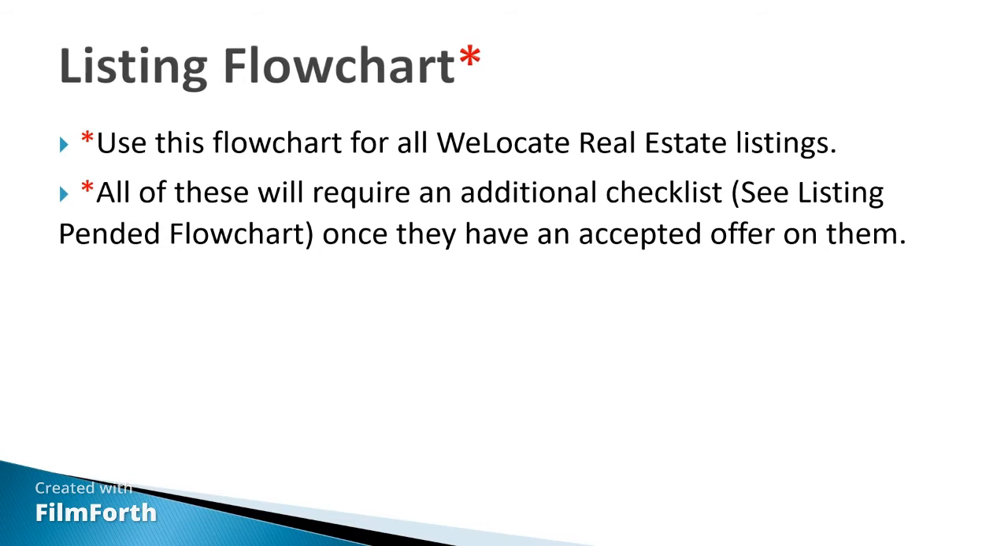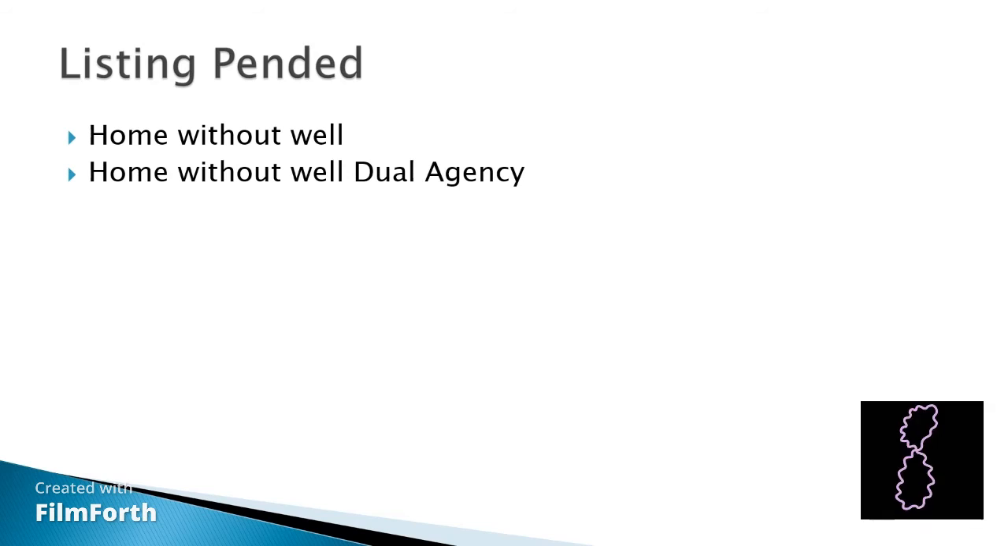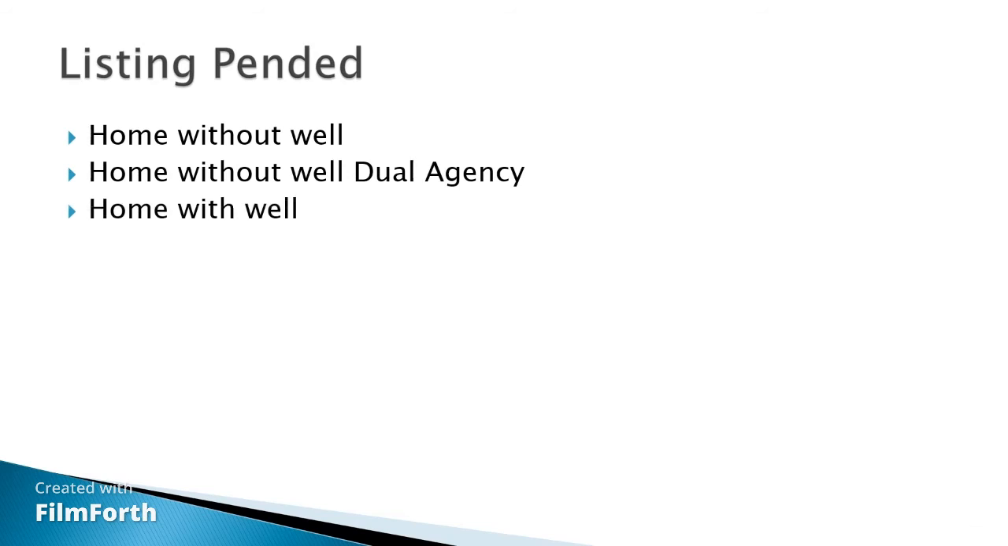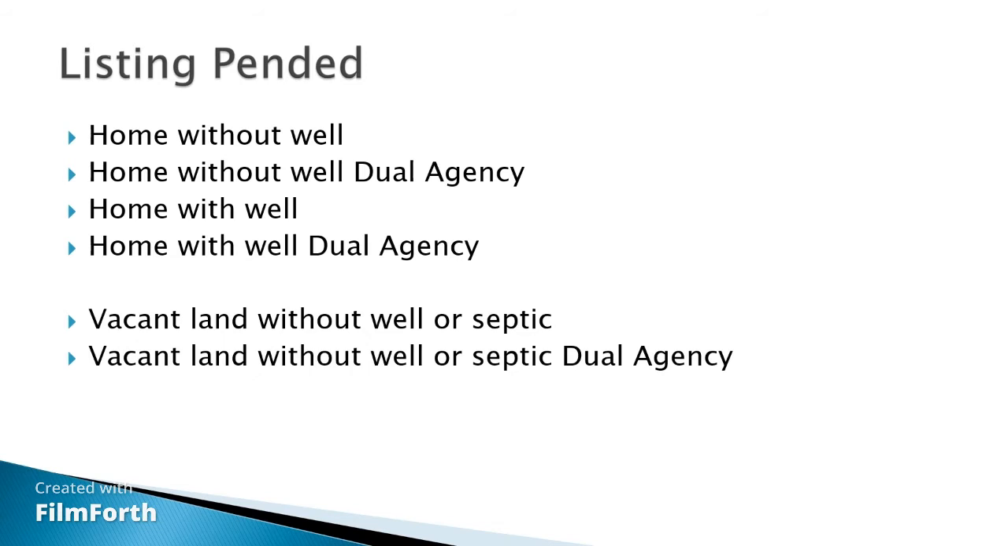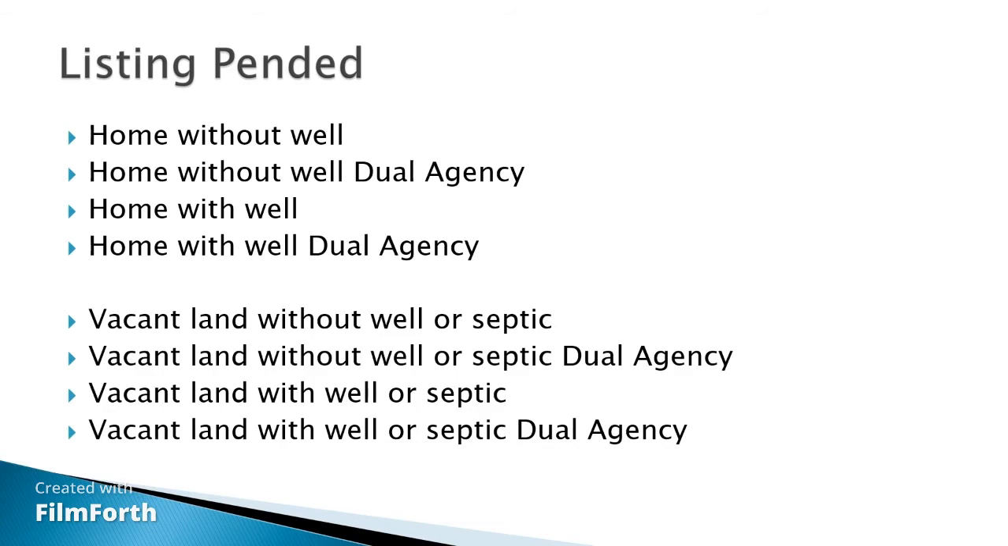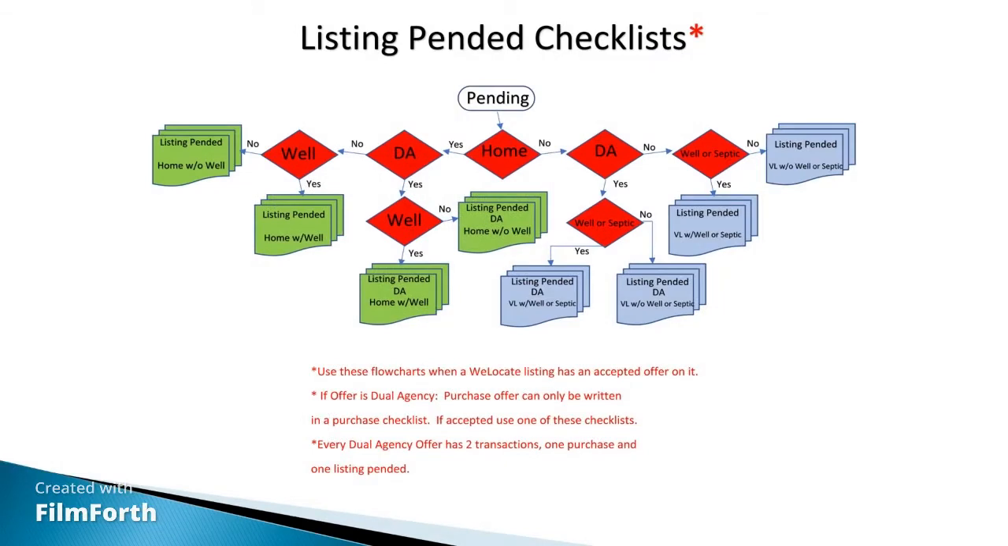Listing pended comes up and is a little bit more complicated, but basically you need to know whether you have a home or vacant land. You have 8 options total, but it's basically with or without a well or with or without a dual agency. This is what the listing pended flowchart looks like. Like I said, it's a little bit more complicated, but it's just an extra question there that you have to answer.